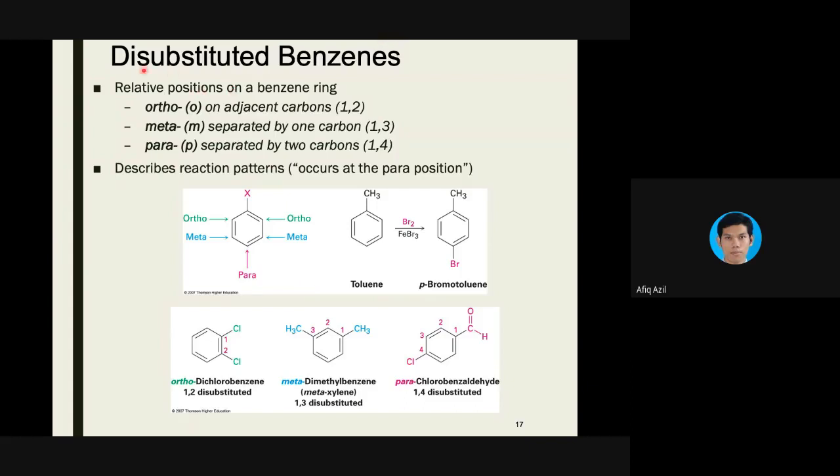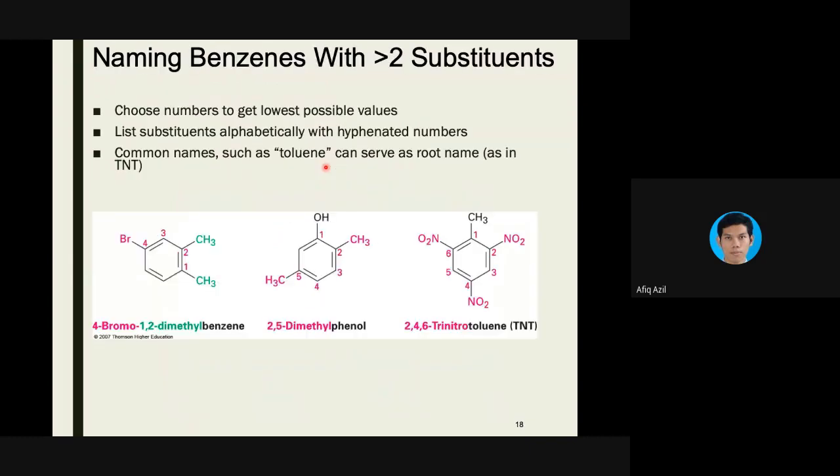And remember, this can only be used if you have di-substituted. If there's only one, you cannot use it. If it's more than 2, for example 3 or 4, you also cannot use it. Okay, it can only be used when you have 2 substituents. If there are more than 2 substituents, you have to use the same rules as other nomenclature as well.